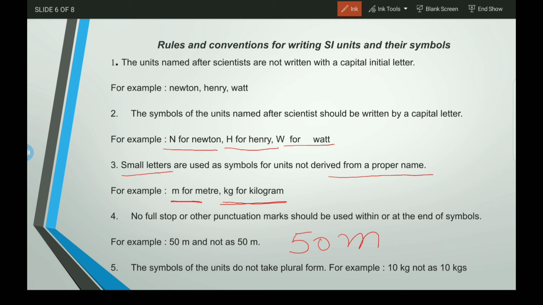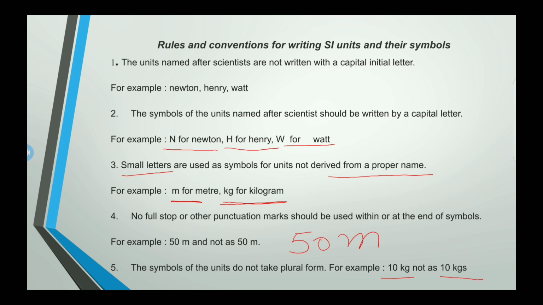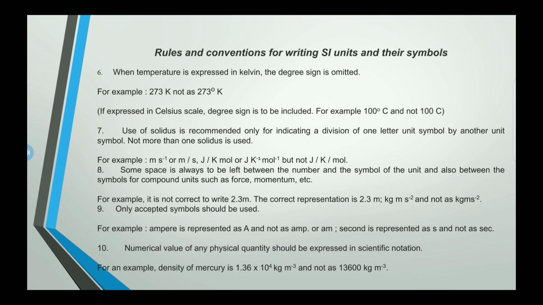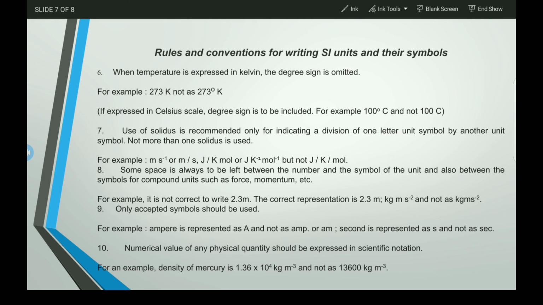The symbol of a unit does not take plural form. We need not write 10 kgs. We can write only 10 kg. Next, when temperature is expressed in Kelvin, the degree sign is omitted. We need not write 273 degree Kelvin. We have to write 273 Kelvin only. But when we have to express the temperature in Celsius, we have to include the degree sign. We have to write 100 degree Celsius.